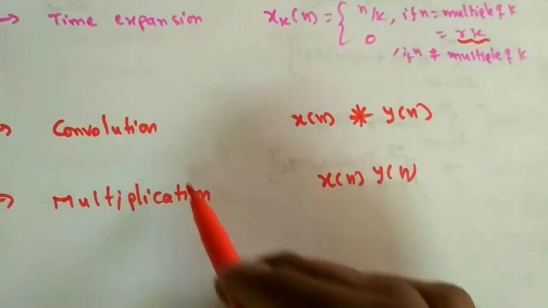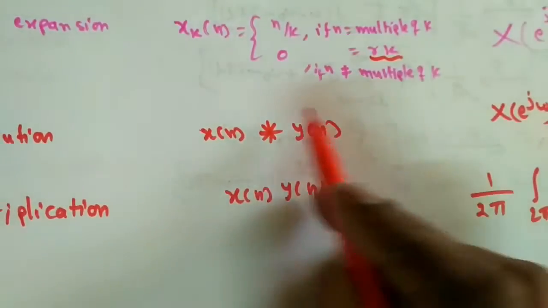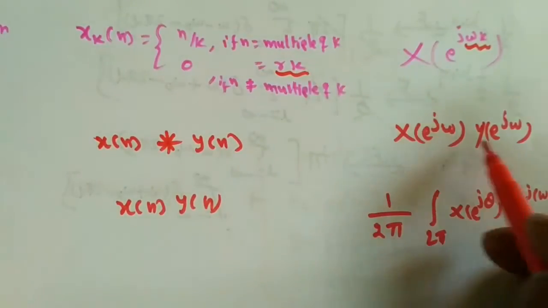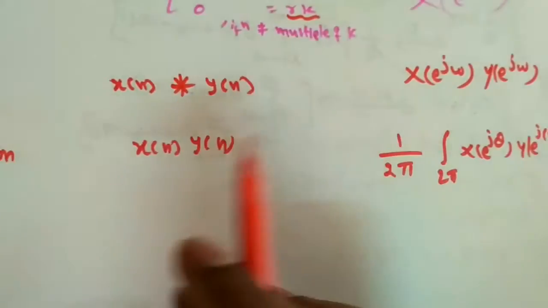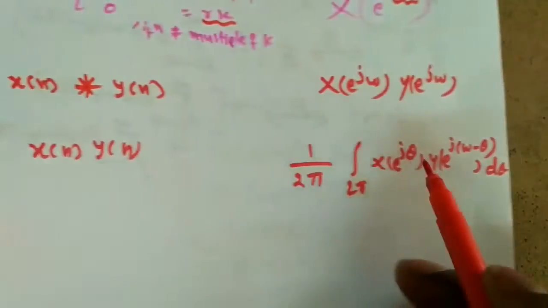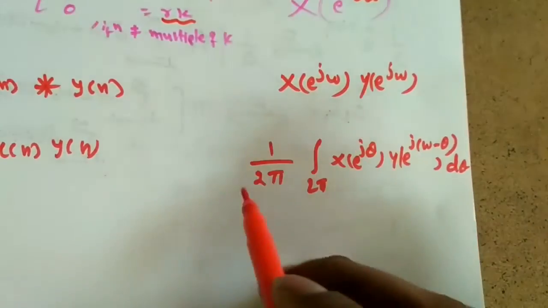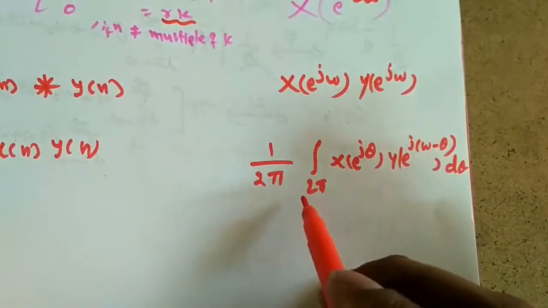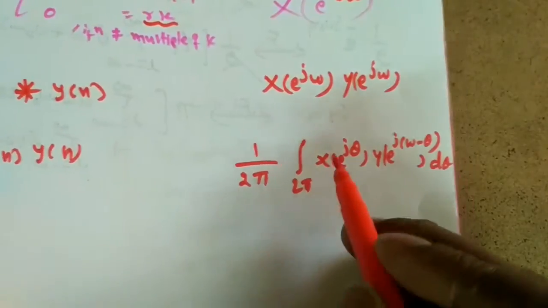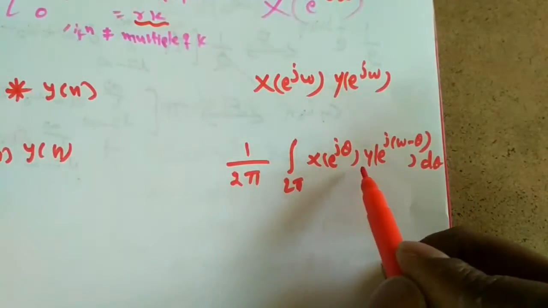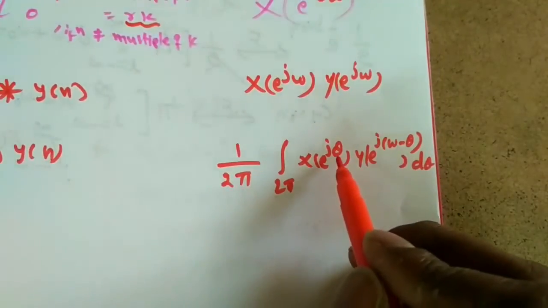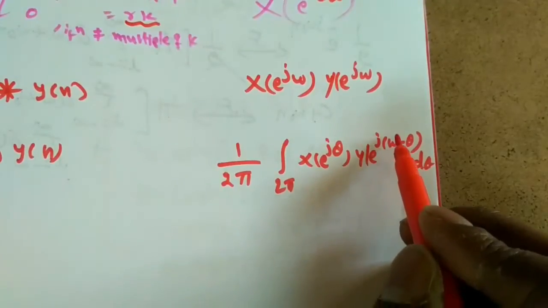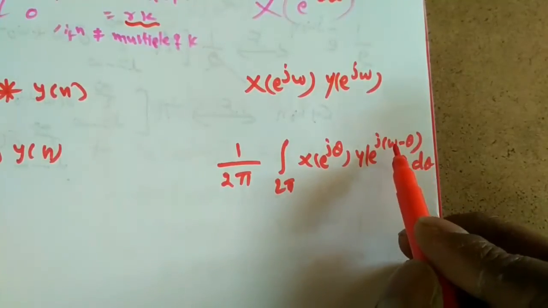Next two properties, convolution and multiplication. When we do convolution in the time domain, we have to multiply in the frequency domain, that is x of e power j omega into y of e power j omega. Similarly, if we do multiplication in the time domain, we have to convolve in the frequency domain over one period only. That is very important, 1 by 2 pi, and this convolution will be done over one period. It is looking like x of k into h of n minus k. So here the variable is theta, that is x of e power j theta into y of e power j (omega minus theta), like n minus k, or h of n minus k, etc.